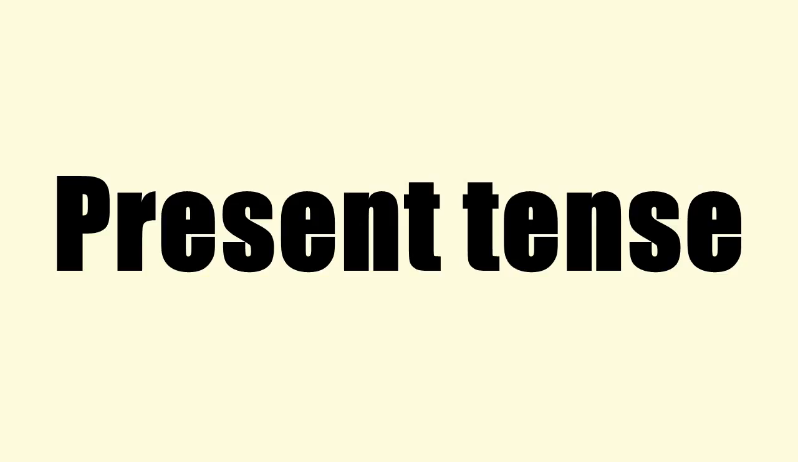Interrogative sentence: auxiliary verb plus subject plus main verb plus object; do, does plus subject plus first form of verb plus object. Examples: Does he get up early in the morning? Does the sun rise in the east?